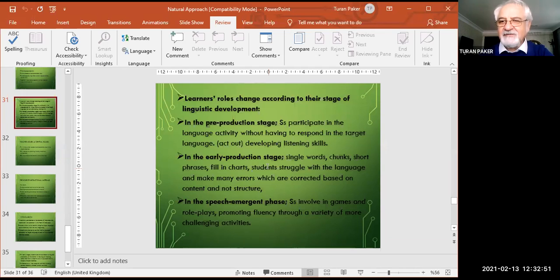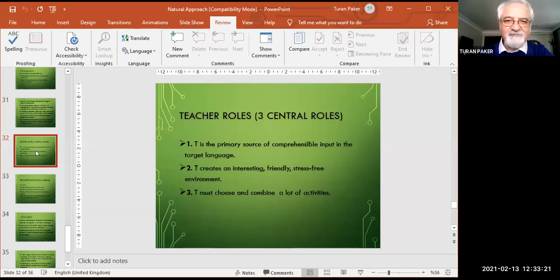Are we going to correct errors? Yes. As a teacher, we take notes and we give individual feedback rather than to the whole classroom. I don't know what's happening in your classes, but I usually prefer giving individual feedback. You say it this way, but English people speak this way, rather than saying this is wrong, this is a weak point, etc. And in the speech emergent phase, students are involved in games and role plays, promoting fluency through a variety of more challenging activities.